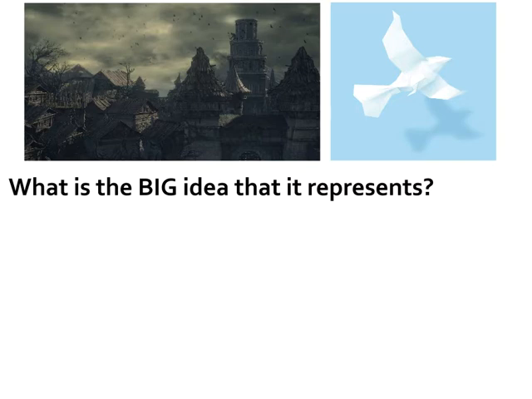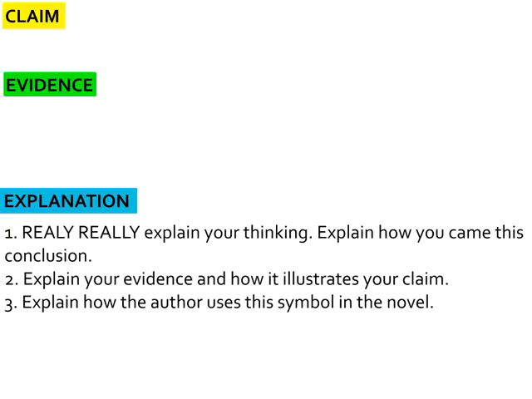So it's your job today to decide. You can choose either the fog or the paper birds, but to decide what is the big idea that it represents. What's the big idea that the fog represents? Or what's the big idea that the paper birds represent? So rather than writing an entire paragraph today, I don't want you to worry about the structure of a paragraph. I want for you just to develop a really crystal clear, strong claim. I want you to choose the best evidence from chapter 18. And I want you to really, really explain your thinking.